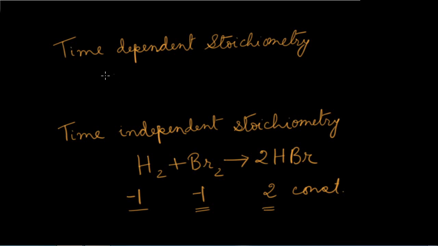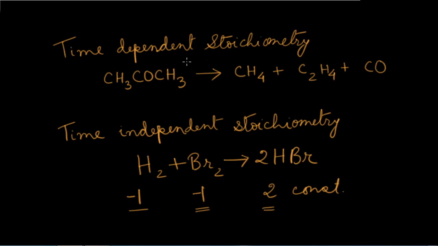Okay, let us take another example where acetone, which we represent like this, decomposes to form methane, ethene, and carbon monoxide. If you balance, what you will see is that there will be two acetone molecules forming two methane, one ethene, and two carbon monoxide.